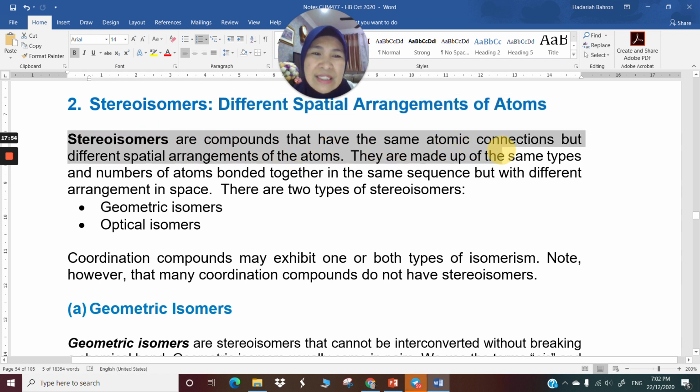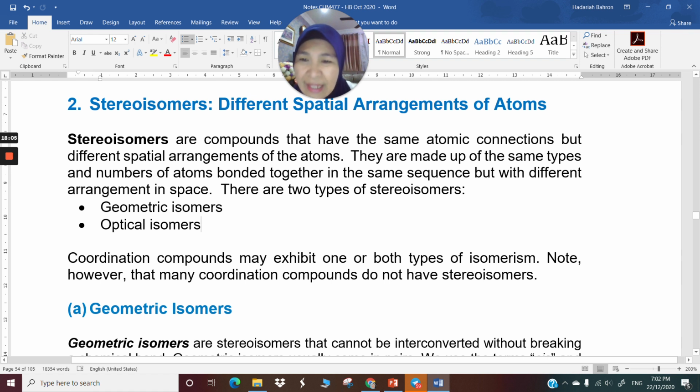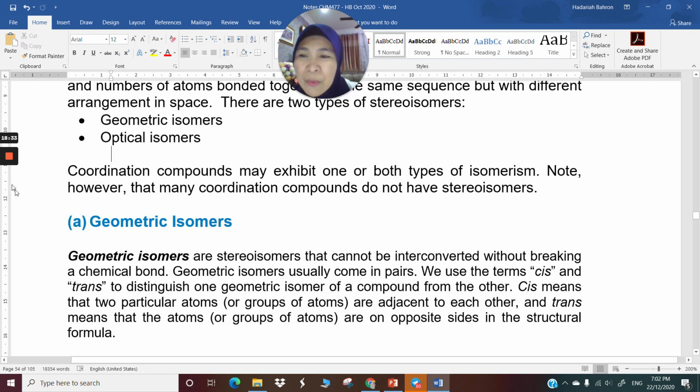Stereoisomers are compounds that have the same atomic connections but different spatial arrangements of the atoms. They are made up of the same type and numbers of atoms bonded together in the same sequence but with different arrangement in space. There are two types of stereoisomers. One type is called geometric isomers, which is usually known as cis-trans. The second one is called the optical isomers. And this optical isomerism is slightly more involved. But never mind, we'll go through that one by one.